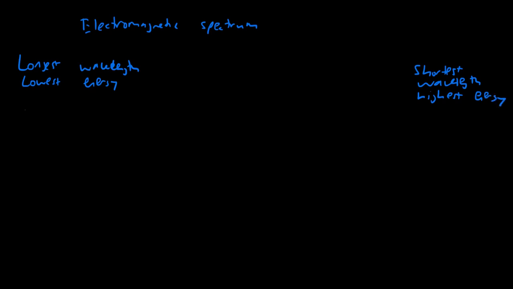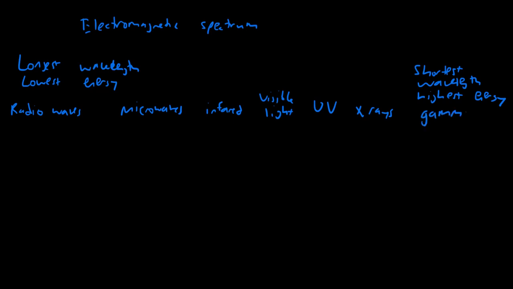We would go from, starting from the longest wavelength or the lowest energy, radio waves, microwaves, infrared, visible light, ultraviolet light, X-rays, and finally the one with the shortest wavelength and the highest energy are gamma rays.